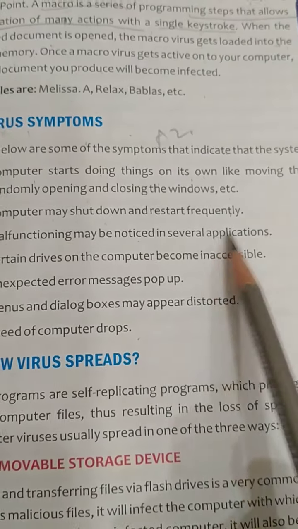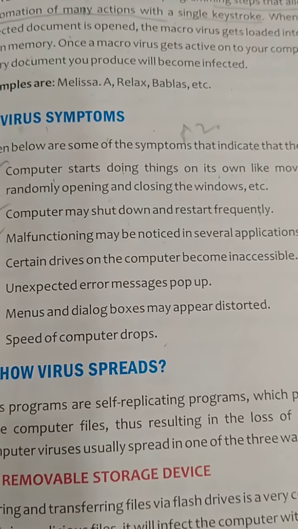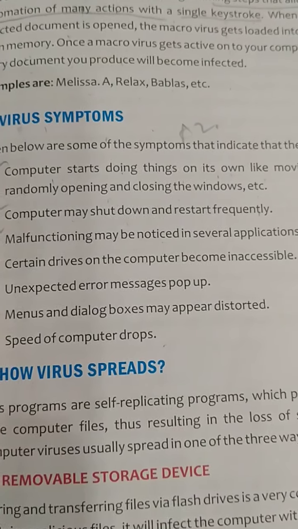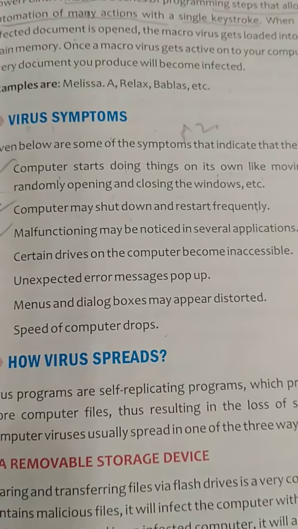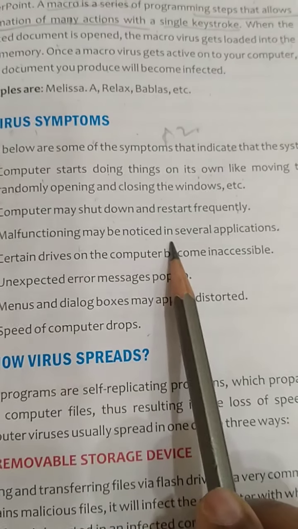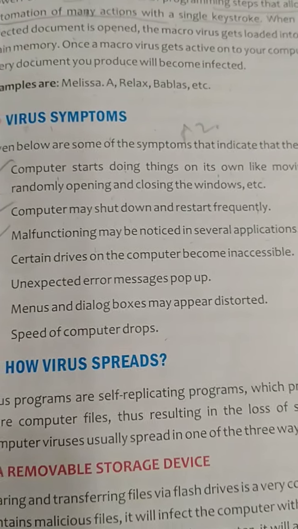Malfunctioning may be noticed in several applications. Malfunctioning means changing things without your consent, so changing the data, destroying the data, etc. There may be many differences in whatever you have done.